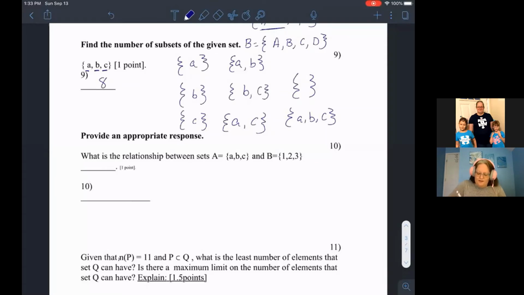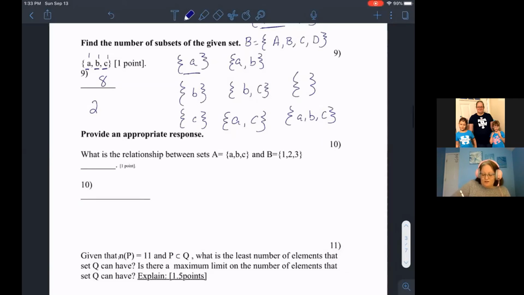If you think about it, each one of these elements could or couldn't be in the subset. Like in this first one, it has A, so A is in there, but B and C are not. So it's either in there or it's not. So what you would do is multiply 2, because there are 2 options, it could or couldn't be in, times the number of elements in that set. So that would be 3. So 2 to the 3rd power would be 8.